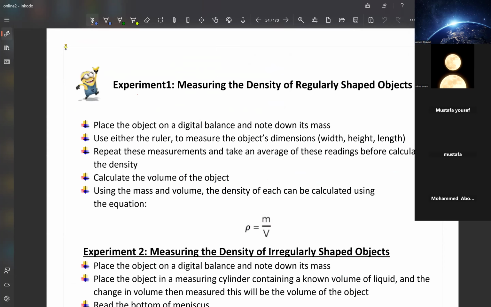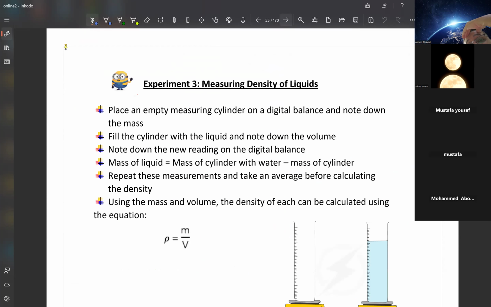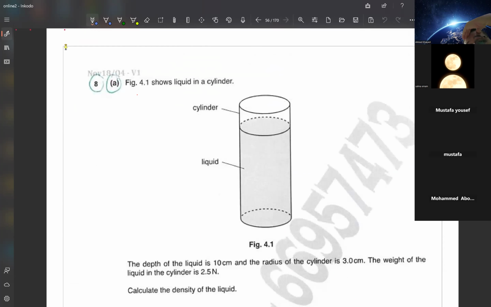Now, how to measure the density? How to find density? You need to find the mass and the volume. To find the mass, we use a balance. So this is the experiment. You can read it. I will skip it because you can read it and you can ask next time if you have a question.